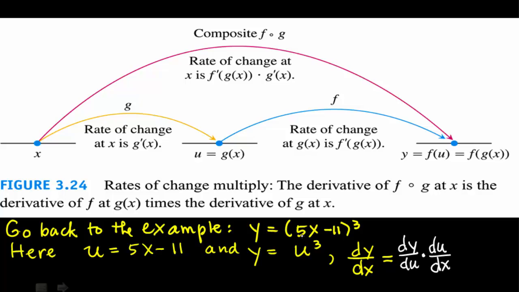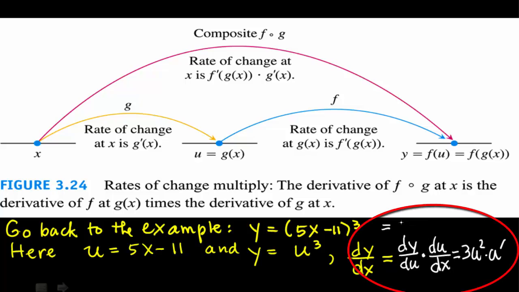It's just 5 because it's 5. The derivative of 5x minus 11 is just 5 minus 0, so it's just 5. So if we're going to write this down, that's going to be dy with respect to u is 3u squared times u prime.